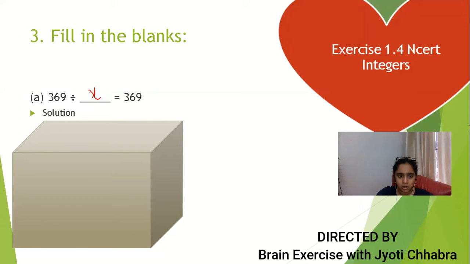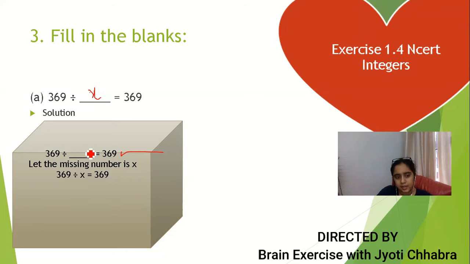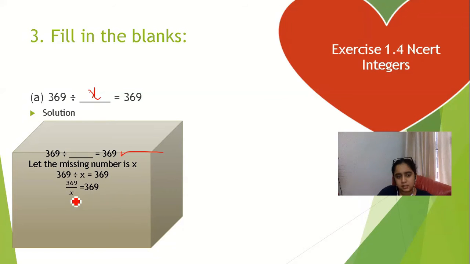So our solution would be: I have just written down the same question in this step, and my next step would be, let the missing number be x. So 369 divided by x equals 369. I have just put the value of x in this fill in the blanks, and now my equation is 369 divided by x equals 369.